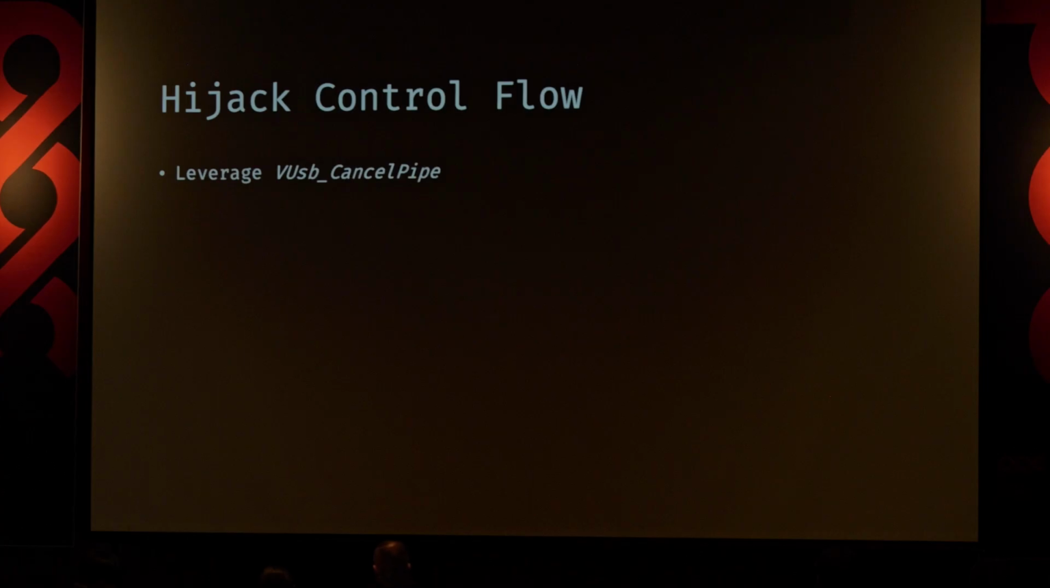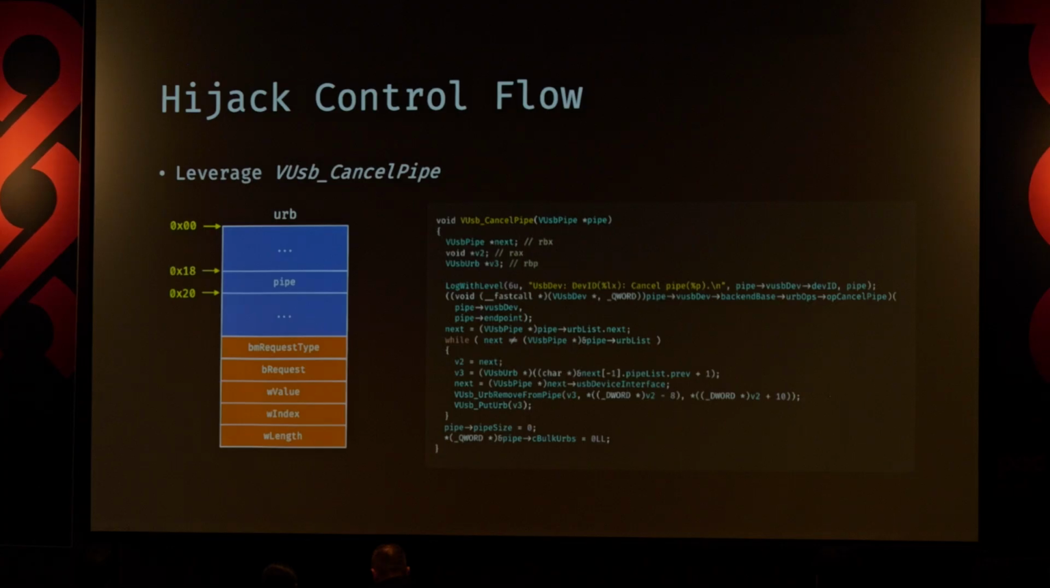Okay, so far we finished the information disclosure process, and now we will turn to hijacking control flow for code execution. We simply leverage the function VUSB cancel pipe logic in the emulated USB device code, and its trigger condition is straightforward. Once the guest operating system submits two setup transfer descriptors with inconsistent setup data, the function VUSB cancel pipe will be called. To explain how we use VUSB cancel pipe to hijack control flow, we just need to look at its implementation.